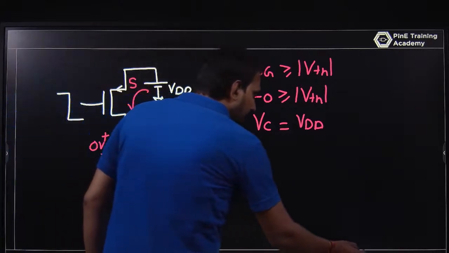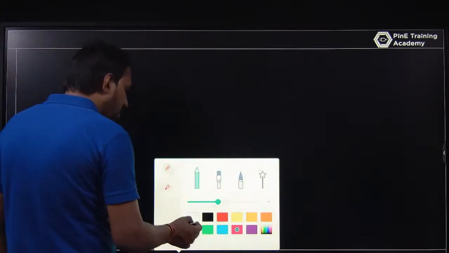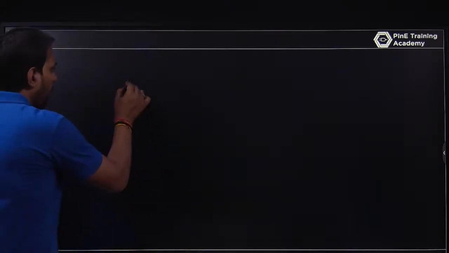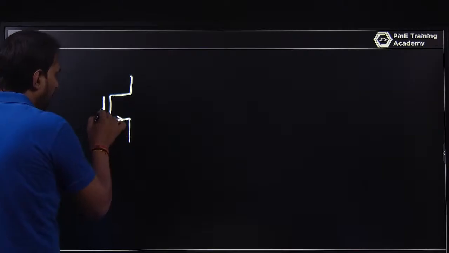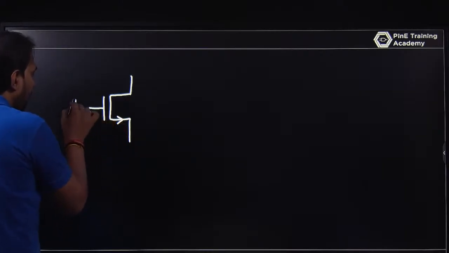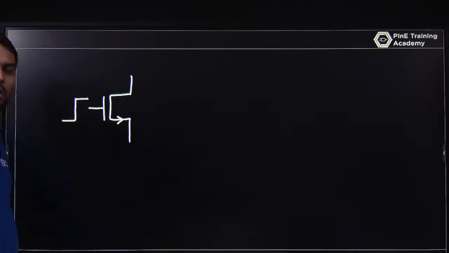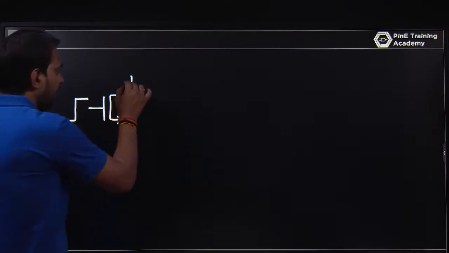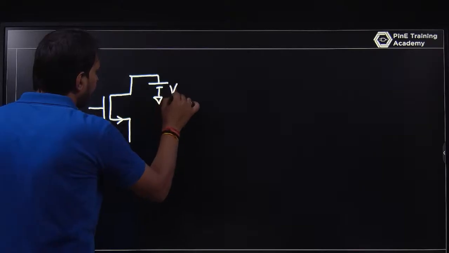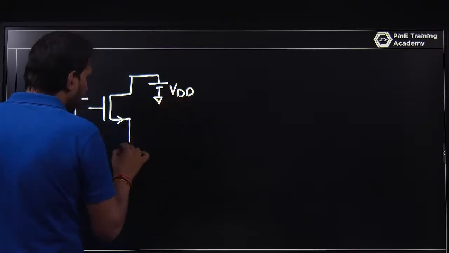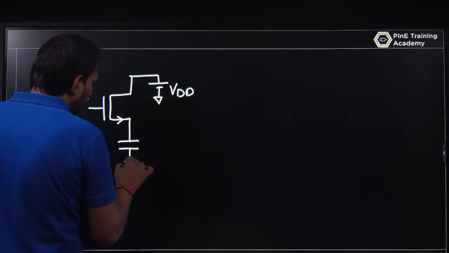Let's talk about NMOS charging. You have an NMOS, and this NMOS has a gate voltage, and I am assuming that the gate voltage is high, and this voltage is VDD, and this capacitor has a voltage like this.